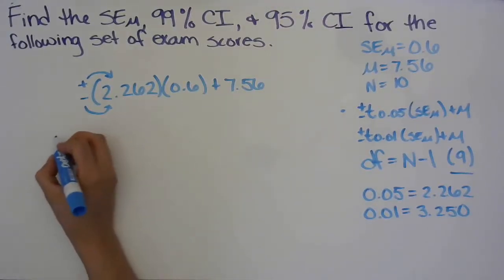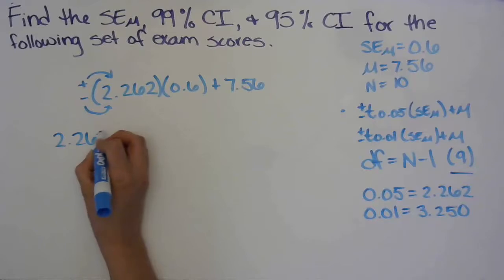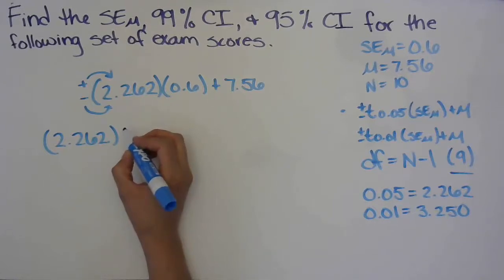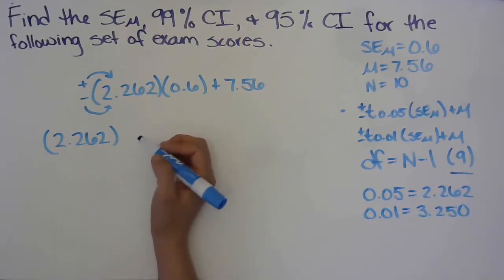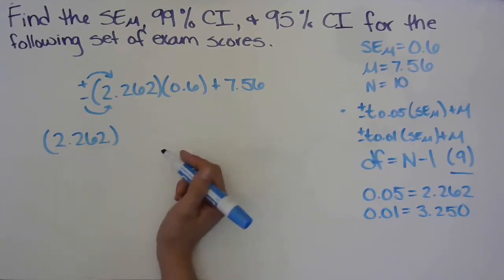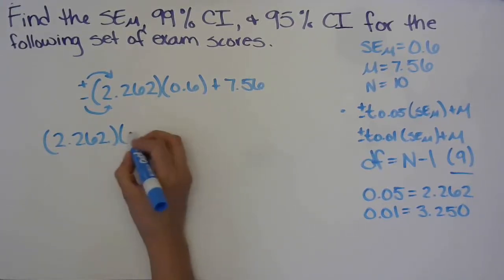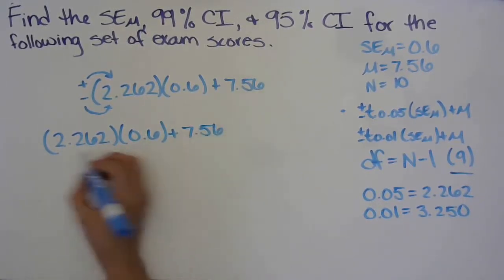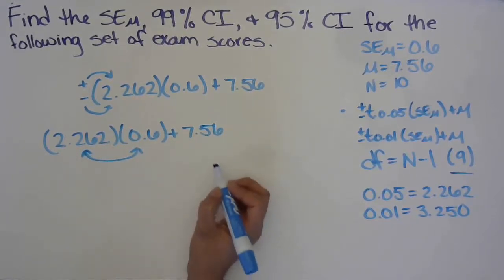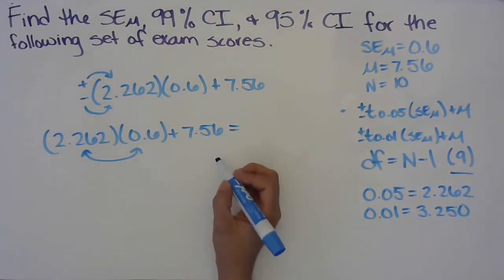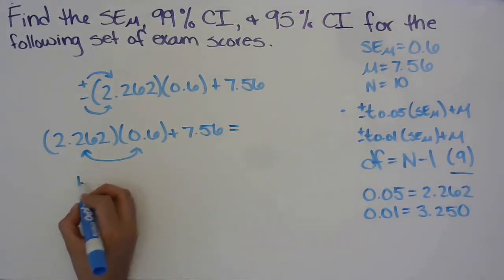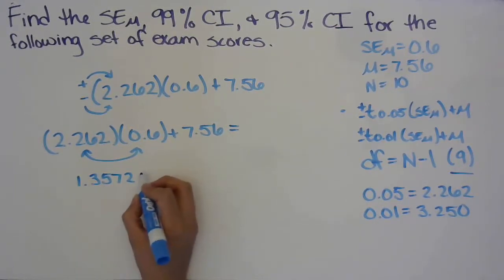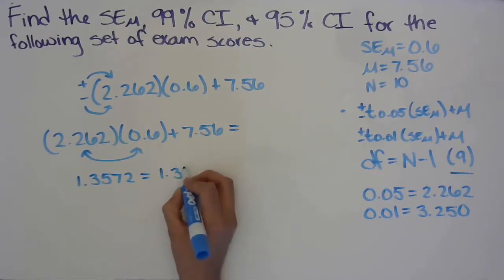So let's go ahead and get started on that. So we'll have 2.262. And remember to copy this number directly from the table, whether it's 3 numbers, 4 numbers, 5 numbers, 2 numbers. Copy what it says from the table and then use that in your equation and round later. And then we're going to multiply that by 0.6 plus 7.56. So first you are going to multiply these, and then when we multiply those together, that is going to give us 1.3572. So we need to round that. That's going to give us 1.36.